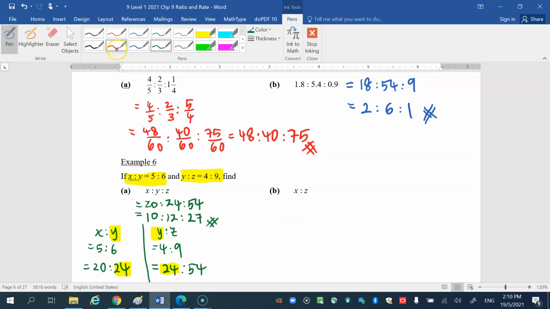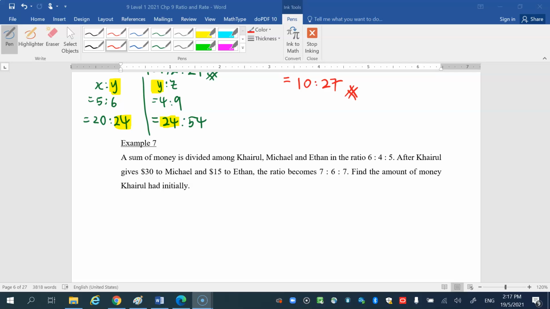Moving on, how do I find x is to z? I use the ratios that I wrote below. I will take 20 is to 54. Once again, not in the simplest form, so I will reduce to 10 is to 27. And that's my final answer. Okay, let's move on to example 7.